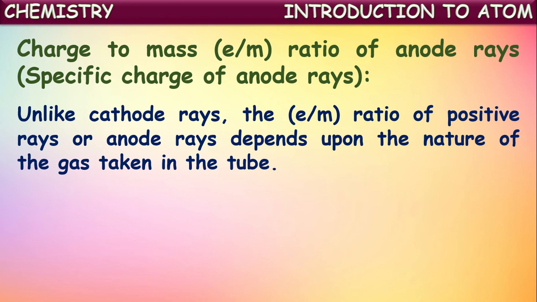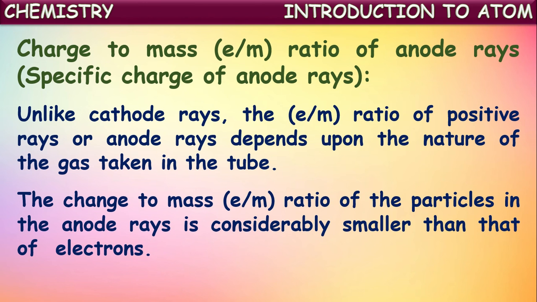The cathode rays are the same whatever gas we take inside, so their E by M ratio is fixed, and they have the highest among all particles. But coming to anode rays, these are different for different gases. So they have different properties like charge and mass. So the E by M ratio is also not constant for anode rays. The E by M ratio or specific charge depends upon the nature of the gas taken in the discharge tube.